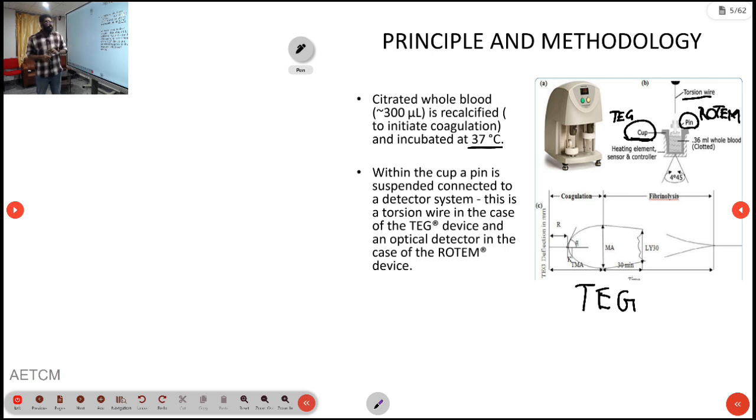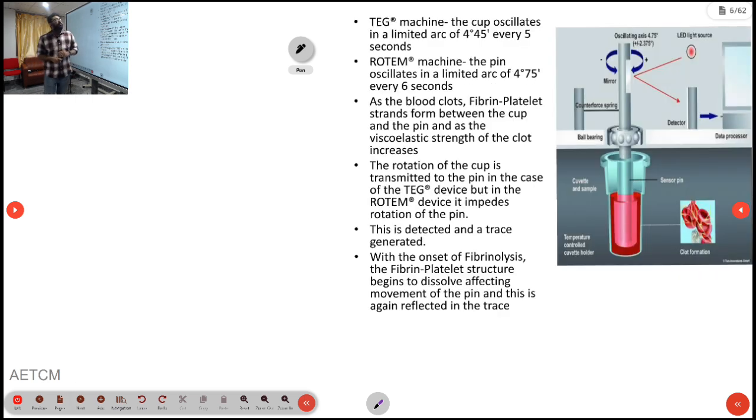Within the cup, the pin is suspended and it is connected to a detector system. The detector system differs between TEG and ROTEM. The detector system in the case of TEG is the torsion wire. This is the torsion wire, the main detector system of the viscoelastic motion in the case of TEG, and there is an optical detector in the case of a ROTEM device. In the next slide I will be mentioning the optical detector. So this is the diagram of a ROTEM.